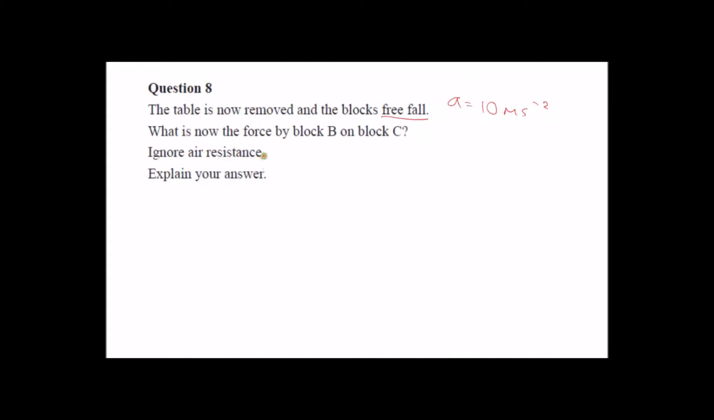Okay, what is the force by block B on block C? So this is saying what is the weight of block B on block C. Now basically in our explanation we need to be thinking about how W equals mg minus ma. Now they're both accelerating at a equals 10, so weight force is 0 newtons. So the force of B on C is 0 newtons, and it is because they are both in free fall, they're both accelerating at 10 meters per second squared, and so there is no reaction force and no apparent weight.